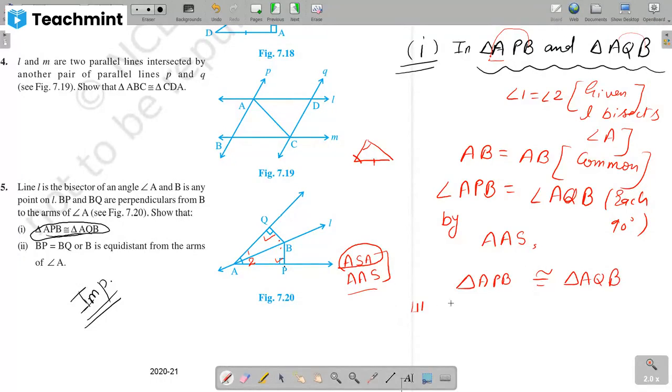And the second part is simple. By CPCT we can directly write, corresponding parts of congruent triangles, BP is equal to BQ. It means B is equidistant from the arms of angle A.